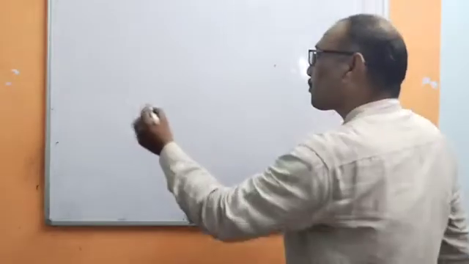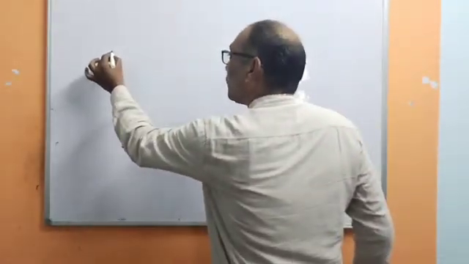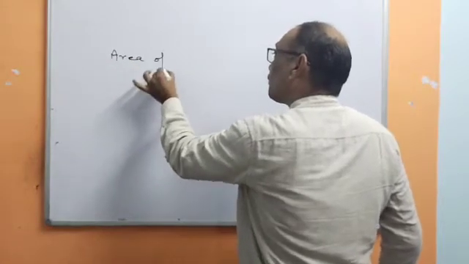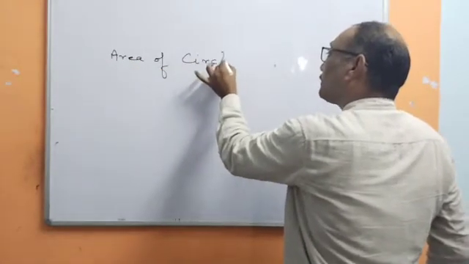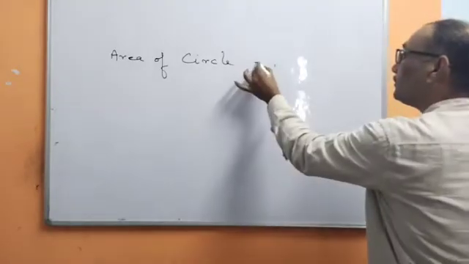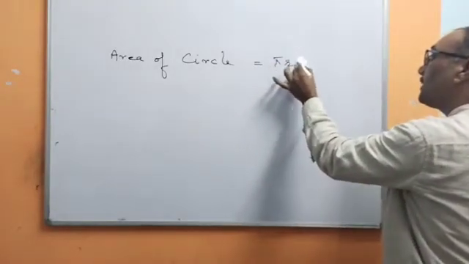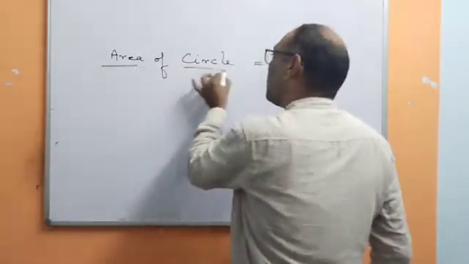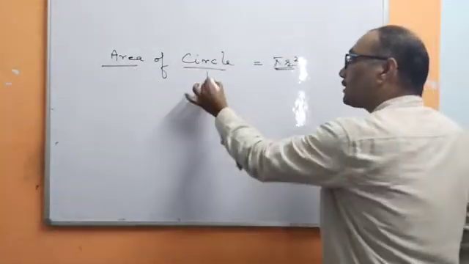Now, see, we are talking about how to find the area of circle. Area of circle. As you all know, the area of circle is pi r square. Okay. At first, what is the definition of circle?